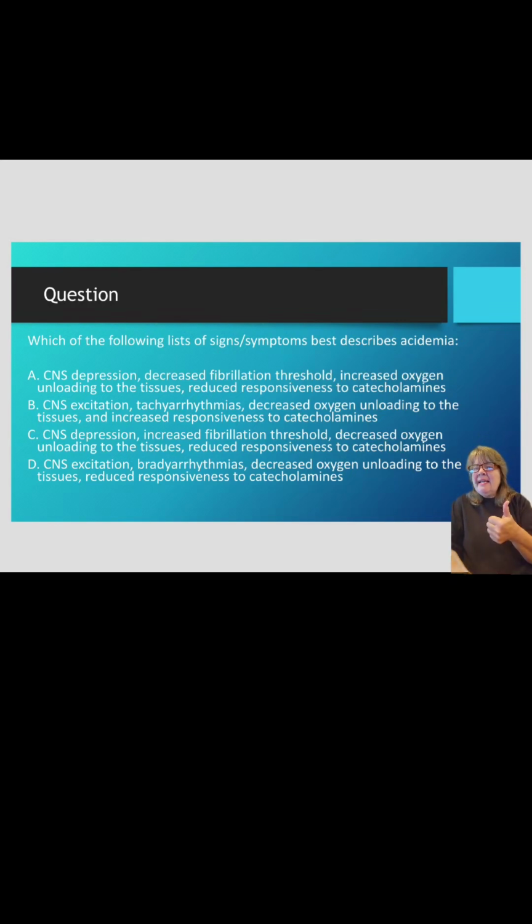Is it A, CNS depression, decreased fibrillation threshold, increased unloading to the tissues, and reduced responsiveness to catecholamines? Is that it? That's A. Or B, CNS excitation, tachyarrhythmias, decreased oxygen unloading to the tissues, and increased responsiveness to catecholamines. So what do you think of B?